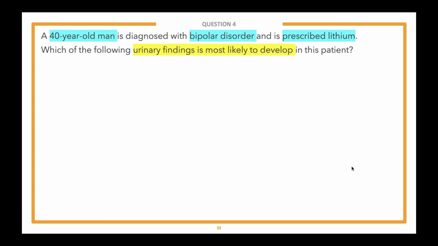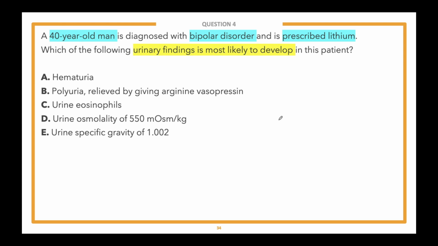So, which urinary finding is most likely to develop? Well, let's take a look at those answer choices. We've got 5 answer choices here. We've got E, urine specific gravity of 1.002, D, urine osmolality of 550 milliosmoles per kilogram, C, urine eosinophils, B, polyuria relieved by giving arginine vasopressin, and A, hematuria.